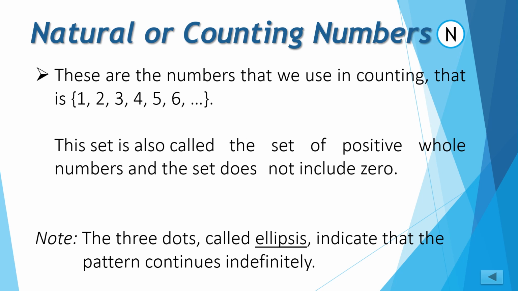This set is also called as the set of positive whole numbers, and the set does not include 0. Kasi kapag nagbibilang naman tayo, hindi tayo nagsisimula sa 0. Palagi siyang sa 1. So, ang 0 ay hindi kabilang sa counting numbers, pero under siya ng whole numbers. Note, the three dots called ellipses indicate that the pattern continues indefinitely. So, kapag may nakita kayong tatlong dots, iyon yung tinatawag nating ellipses. Ibig sabihin, pwede pa madugtungan yung given numbers natin sa loob ng set.